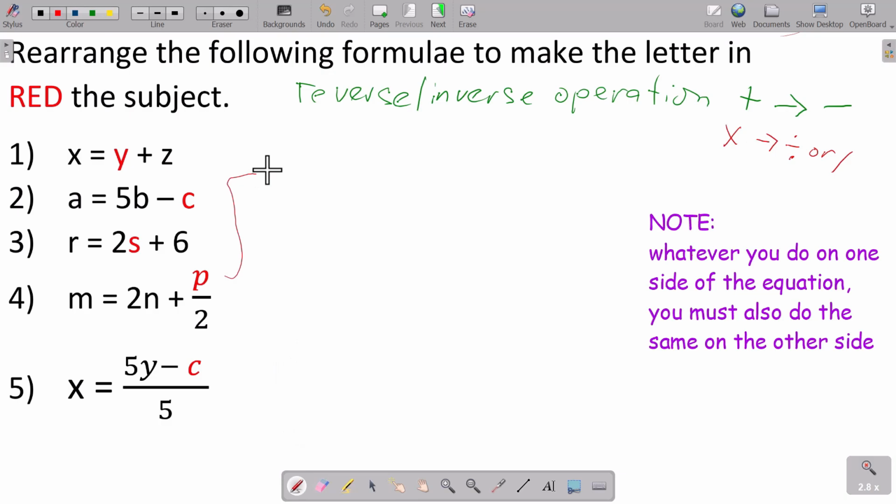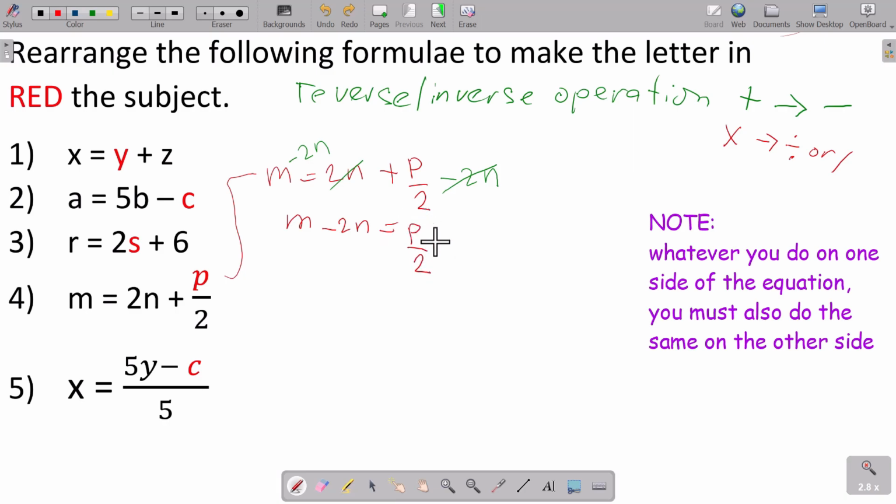Number 4, we have m equals 2n plus p divided by 2. Here we have to make p the subject of this formula. In order to do that, we have to get rid of this 2n and this 2. First, we can subtract 2n from this side of the equation and also on the other side of the equation. 2n here will be eliminated because 2n minus 2n is 0. So we'll have m minus 2n equals p divided by 2.